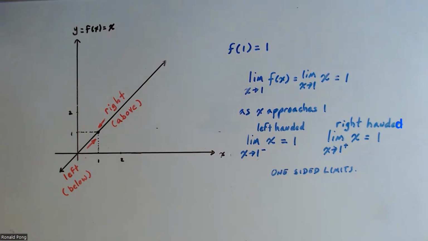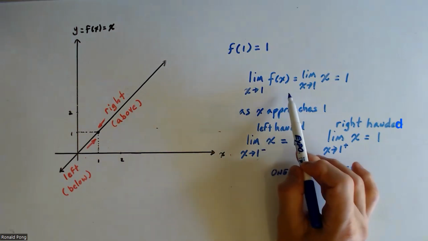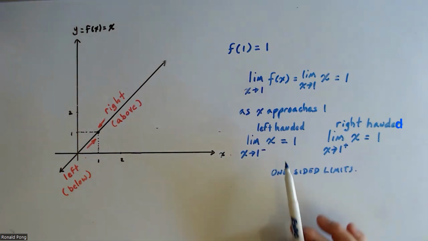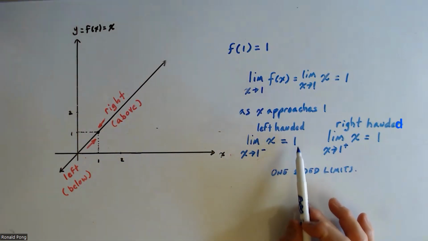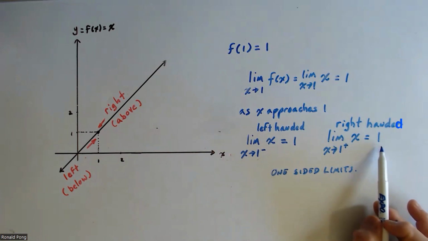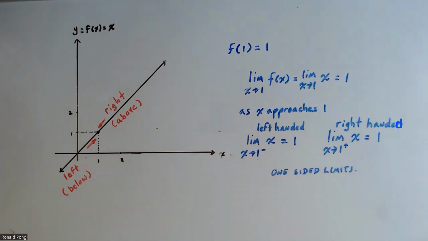In order for an overall limit, this top one, to exist, the left-handed limit must equal the right-handed limit. We'll have more to say about left-handed and right-handed limits and how they affect what's known as continuity of a function at a point. This is a very important concept for calculus going forward.